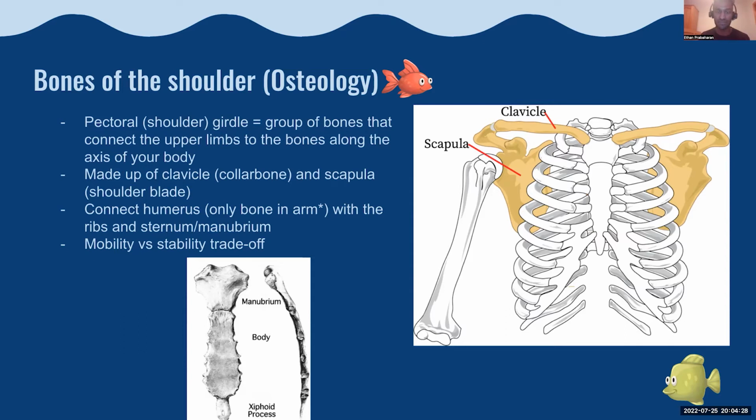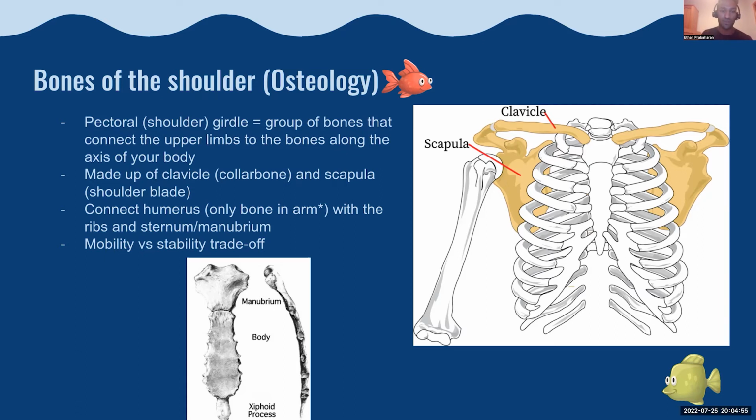And you can see these bones form the connection between the humerus, which is the only bone in your upper arm, and your rib cage, your sternum, which is this bone between the ribs, and the manubrium, which is the upper part of the sternum that you can see touching the clavicle here. So it's two main bones that connect your axial skeleton, your ribs and sternum, with your upper arm.